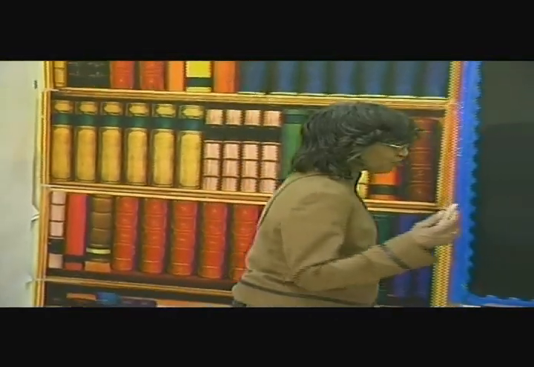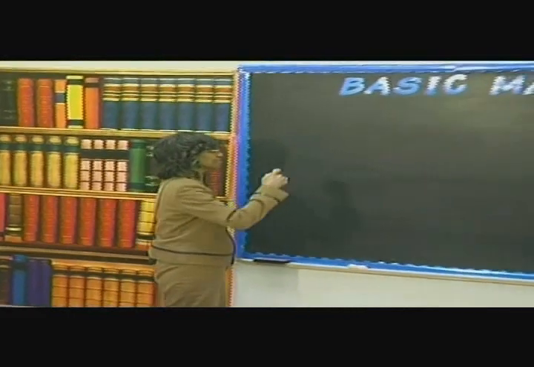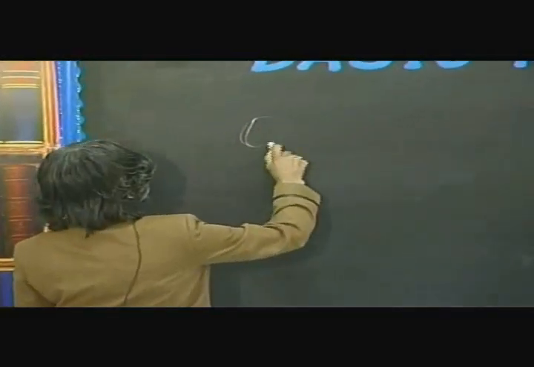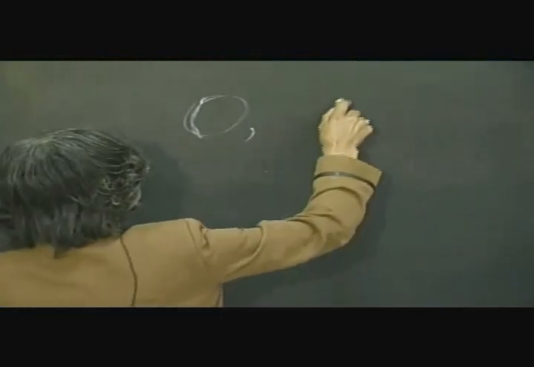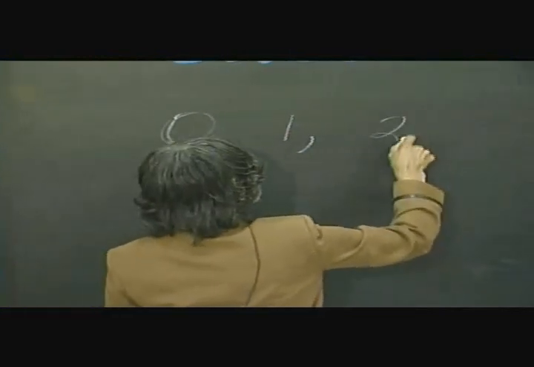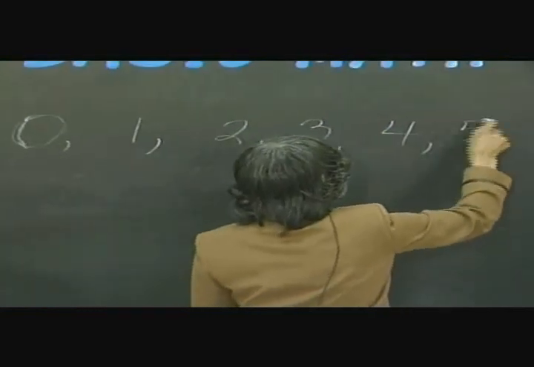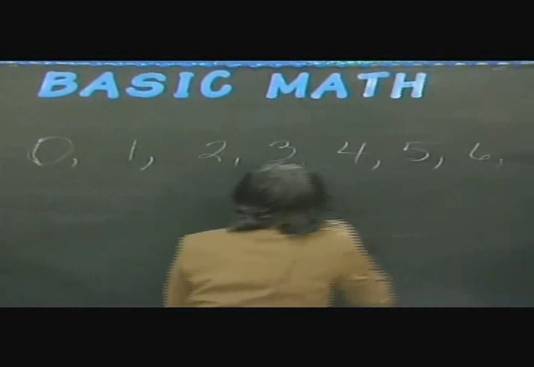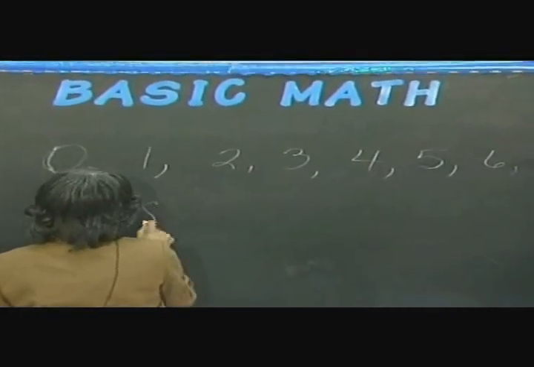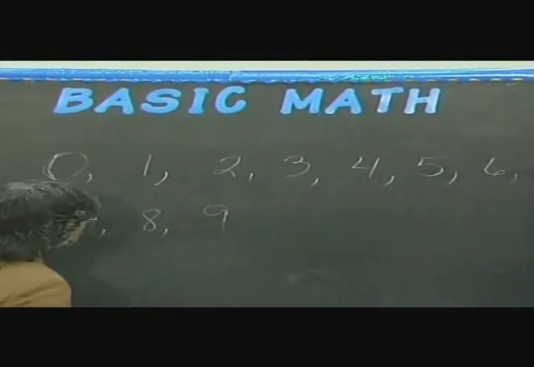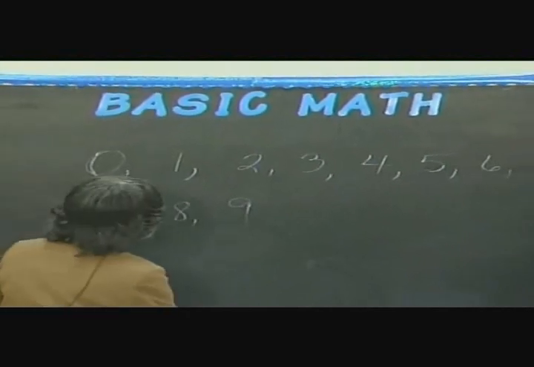Okay, let's get started now. First, I want you to notice that there are 10 digits in our number system. 0, 1, 2, 3, 4, 5, 6, 7, 8, 9. 10 digits.